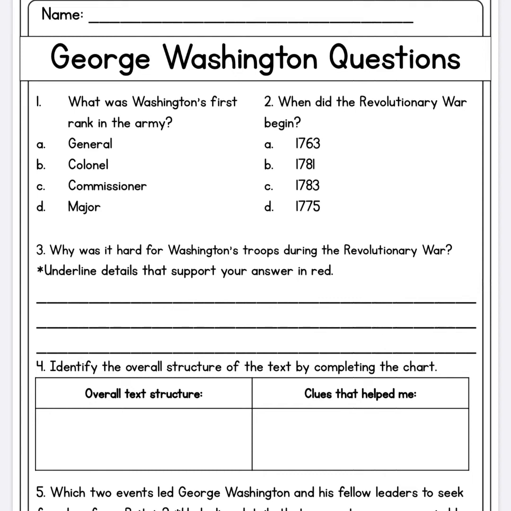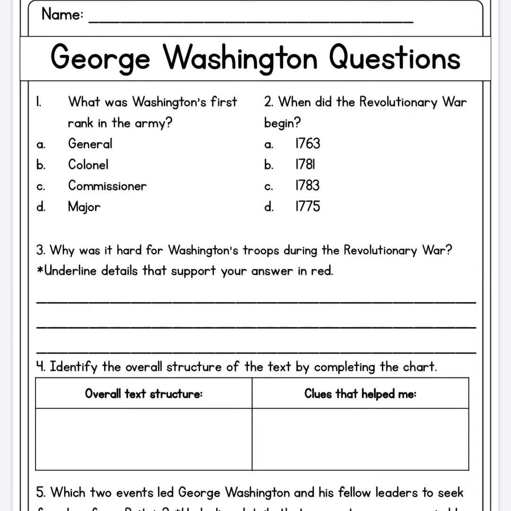So George Washington questions. What was Washington's first rank in the Army? Okay, so if I needed to, I could go back, reread the text, and I would choose the answer B. He was a colonel. Number 2, when did the Revolutionary War begin? Again, referring back to my text, I can see that the Revolutionary War began in 1775.